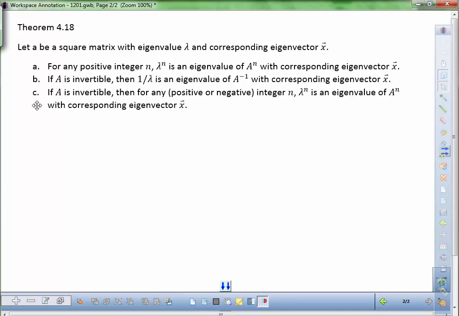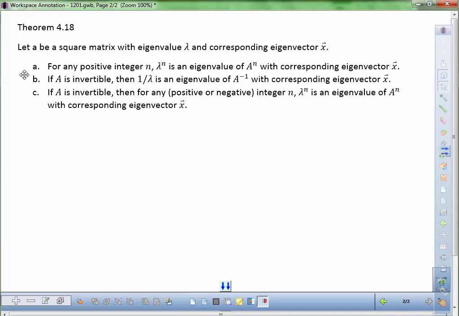And then the last one looks like it's very much like the first one. What's the difference? It kind of combines A and B together as powers and inverse, powers of inverses and things like that.